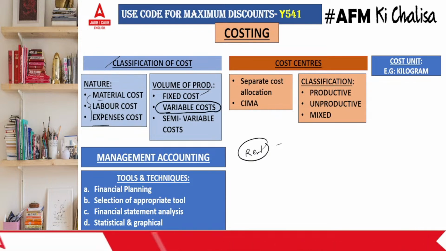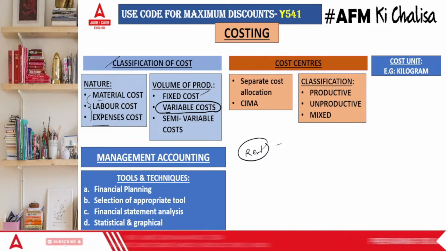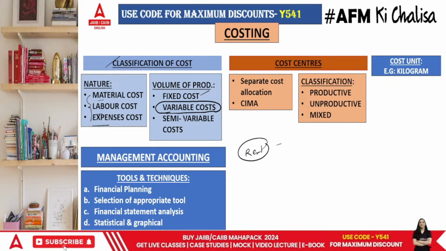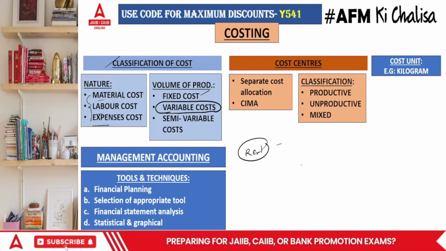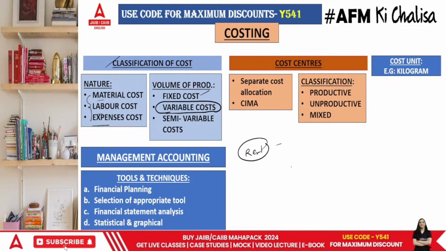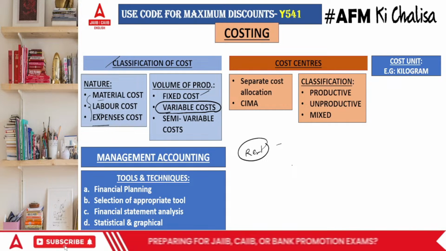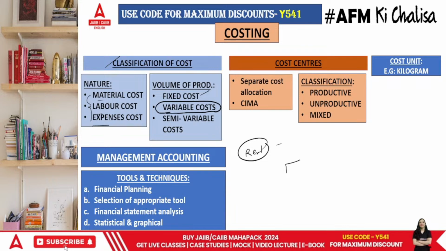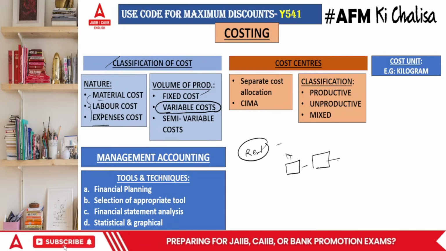For example, if I produce more goods, variable cost will increase. If I produce less goods, then the cost will be less. For example, raw material cost will be less when I'm producing less. Semi-variable means the ones which are having both, which is both variable and fixed. For example, phone cost. One part is the rent that you will have to pay for the particular phone, and plus the remaining part is for your consumption, which varies.